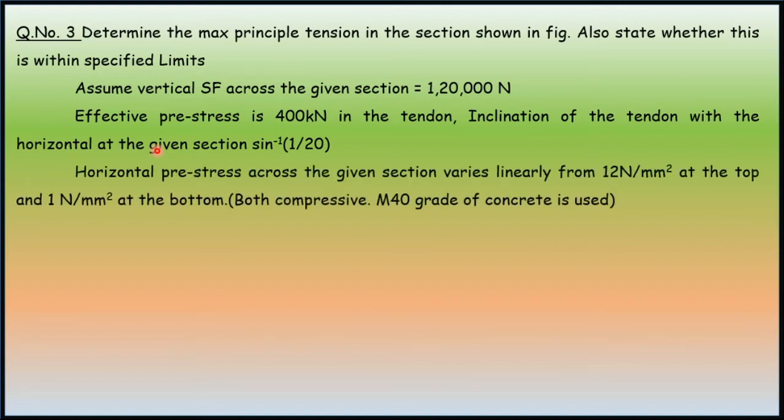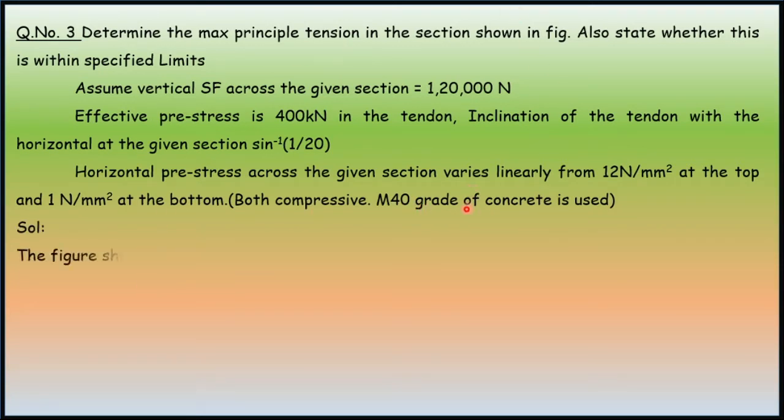1/20. Horizontal pre-stress across the given section varies linearly from 12 Newton per mm square at the top and 1 Newton per mm square at the bottom. So this is the pre-stress, the stresses which are occurring in the member, already given. Both are compressive. M40 grade of concrete is used.